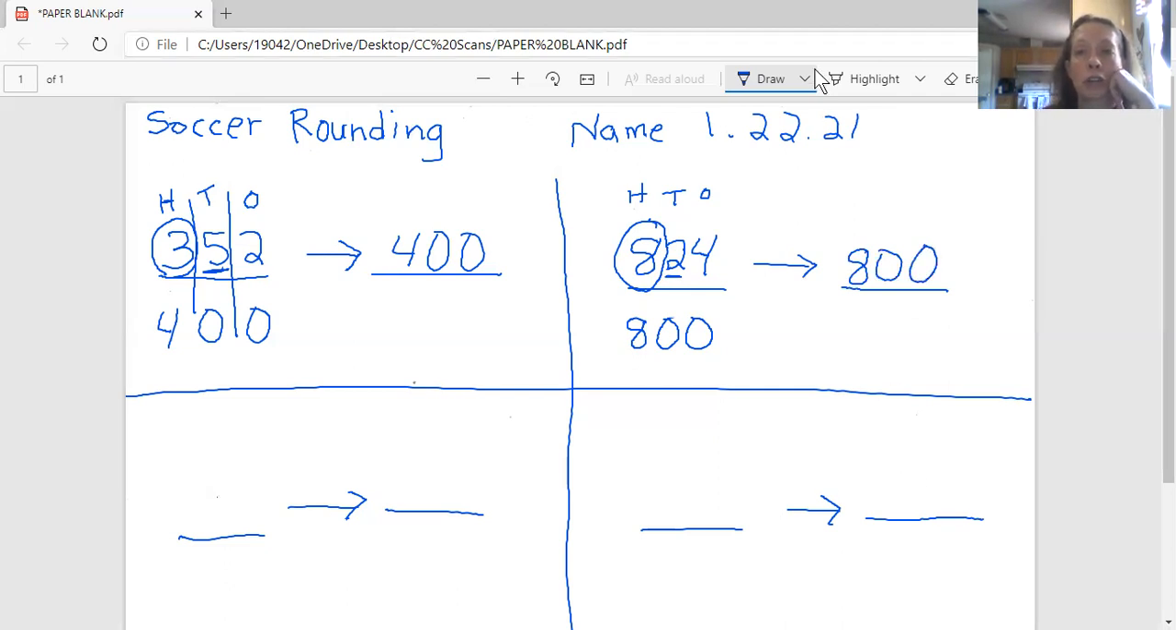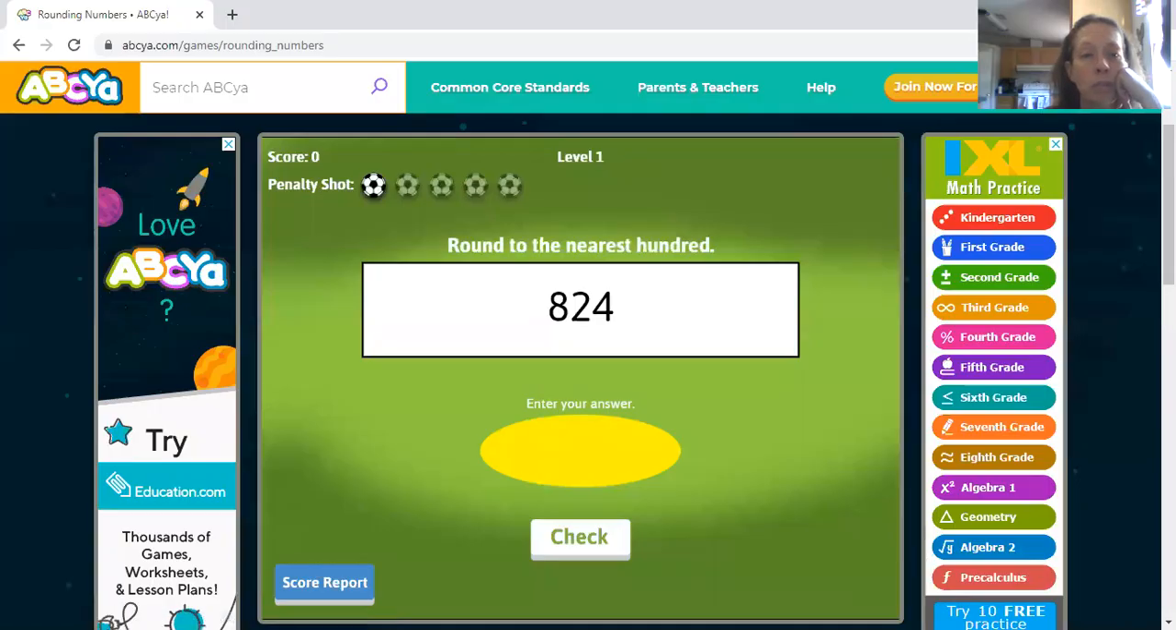Very good. Let's try to share again. Come back to our game. Here we go. Give it just a minute to click in. There it is. It's only going to work on my top keys. It's not going to work on my keypad. Okay, so we decided that 824 was nearest to 800. Let's check it. Yay, we're doing great.